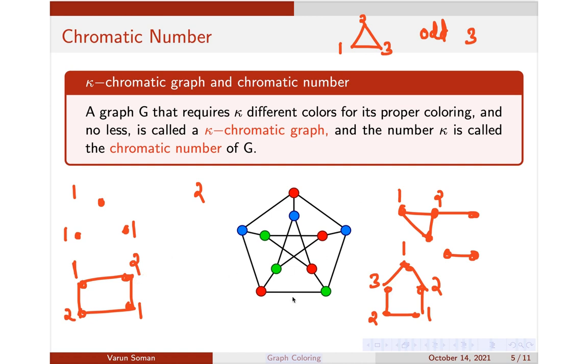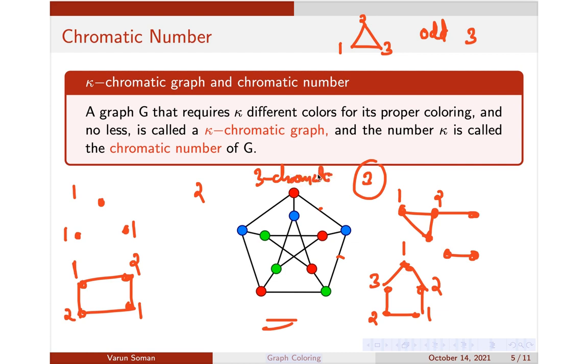Okay, so if you look at this graph here, its chromatic number would be greater than or equal to 2, and you can see that 1, 2, 3, 4, 5, there is an odd cycle lying here, so it requires 3 colors. So at least 3 colors are required, but we have actually painted the entire graph using 3 colors itself, so this graph is 3 chromatic. Okay, so these are some observations I would like to make here.